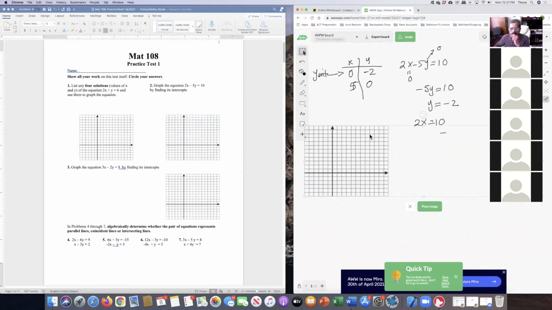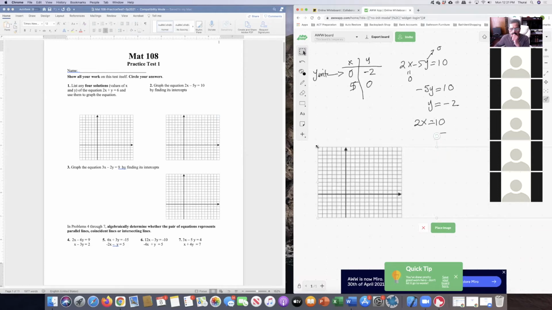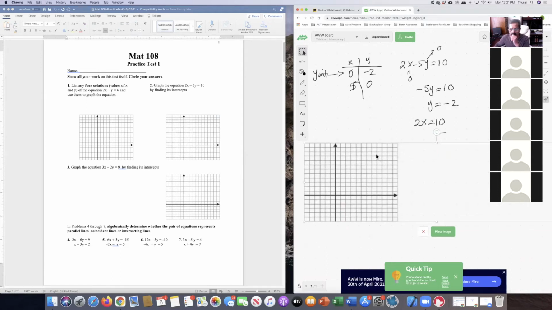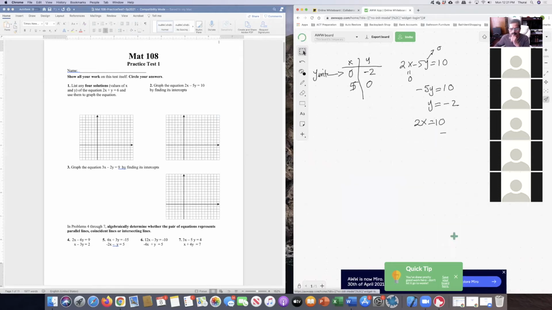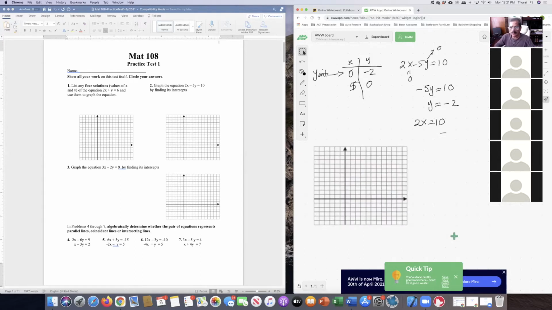Okay, I'm going to use this axis system to draw the graph. So that's going to be (0, negative 2), which will be on the y-axis, 2 points down. Right there, (0, negative 2). And then (5, 0), that's the x-intercept. 2, 3, 4, 5. So that's (5, 0).